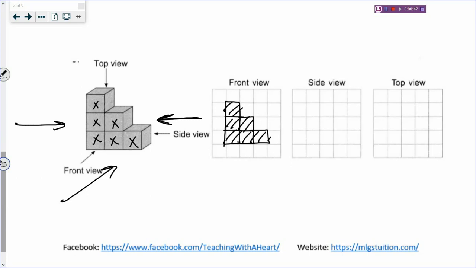So when you look from the right side, you will see 3 squares in a column. So you draw a column and cut into 3 boxes, and then the shading.